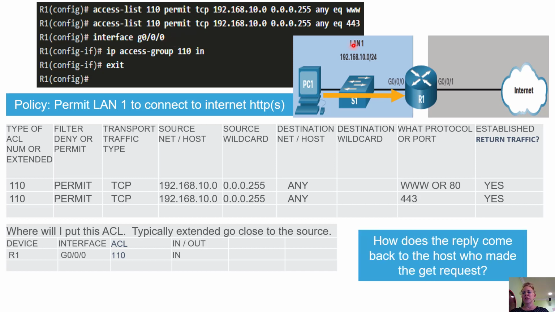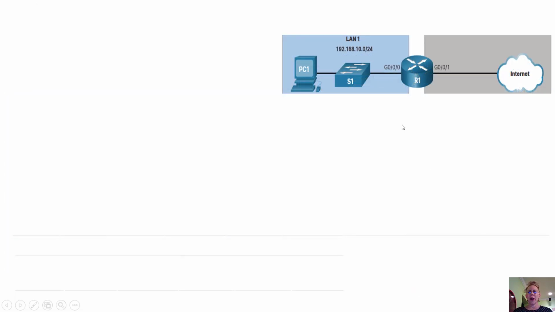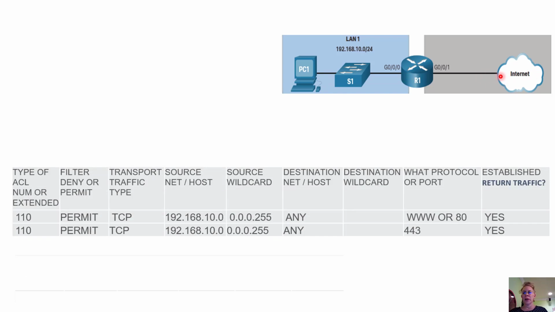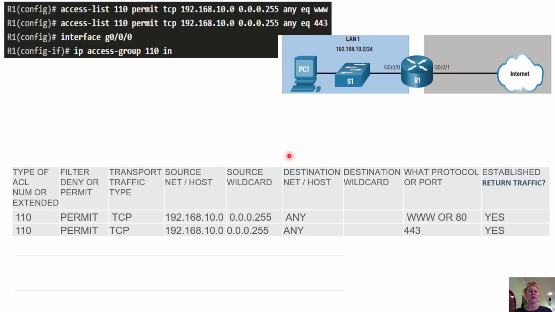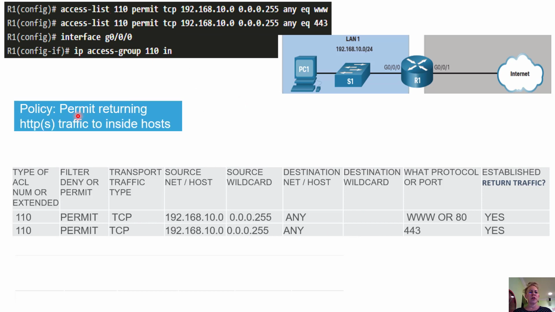So now we're letting the traffic out, but how does the reply come back to the host who made the GET request? We've let the traffic from LAN A get out to the internet, out HTTP. So now what we need to do is figure out how to let it come back. So here's what we've already done. We've already done this part. We've set up our access list 110. So as part of our security policy, we want to permit returning traffic. So I've made a request. I want to let that come back.